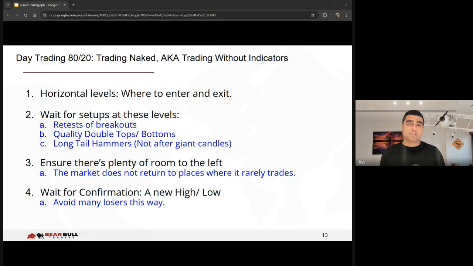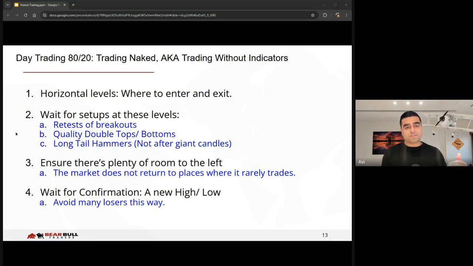First step in naked trading is you've got to have horizontal levels. The horizontal levels on your charts tell you where to enter and where to exit. Now, there are many different ways to get horizontal levels. You can go on longer time frames, daily charts, and seek them out there, or you can just go to previous days' highs and lows. You can seek them out on 60-minute charts, 30-minute charts. You can do the ADM settlement candles and measured moves. There are many different ways to get levels. But whatever it is, you've got to believe in your levels, because when it comes to naked trading, you've got to wait for the setups at these levels. And that is step 2.